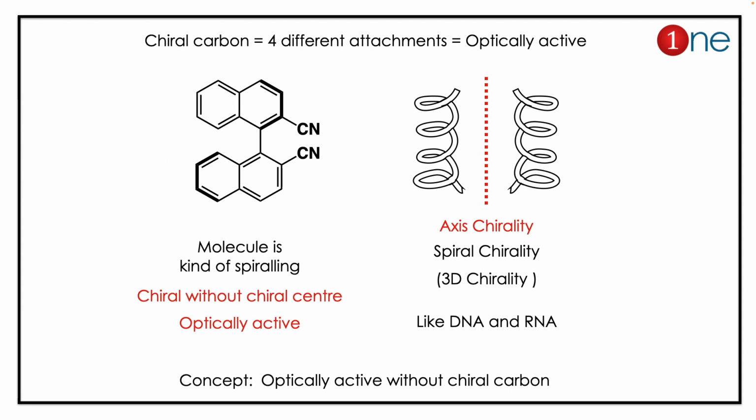This kind of chirality is called axial chirality. You may imagine it like spiral chirality. So it's spiral. It forms 3D chirality. It is like DNA and RNA. So the given compound is optically active. It will rotate the light.